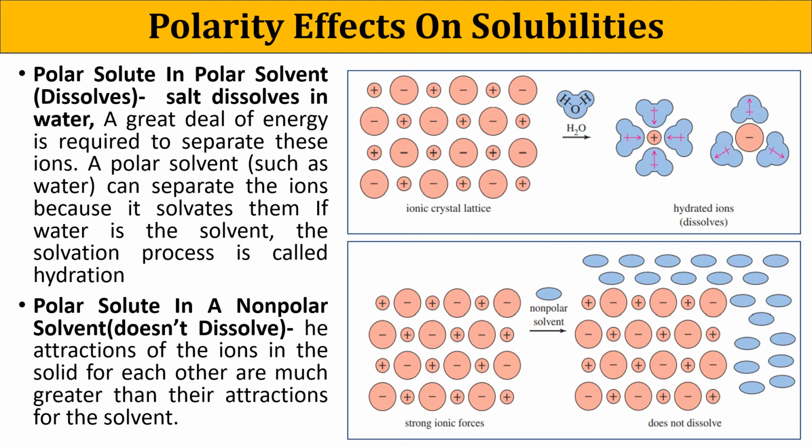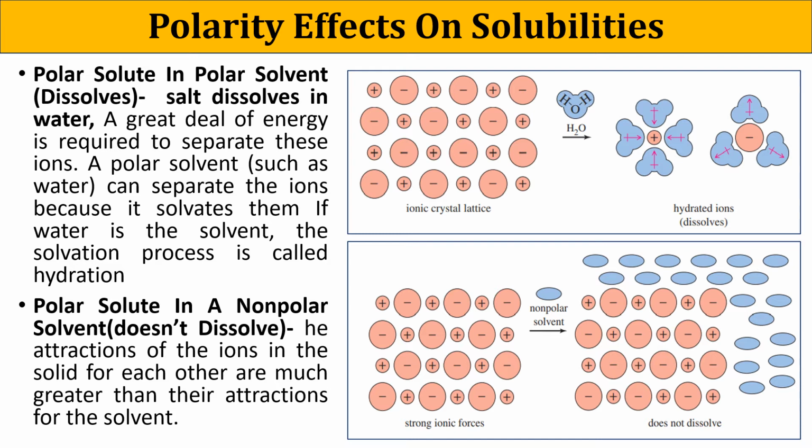So let's look at the first one. A polar solute in a polar solvent dissolves. When you think about sodium chloride dissolving in water, it seems remarkable that the oppositely charged ions can be separated from each other. A great deal of energy is required to separate these ions. A polar solvent such as water can separate the ions because it solvates them.